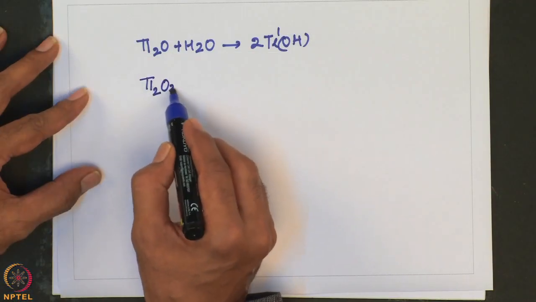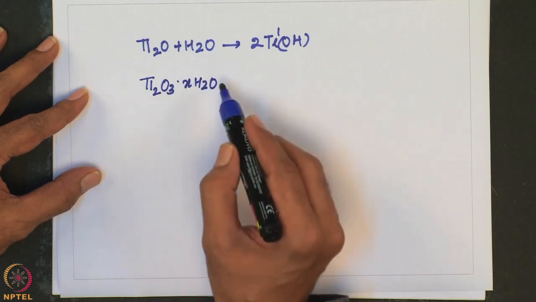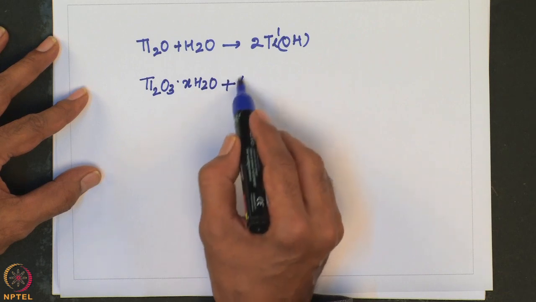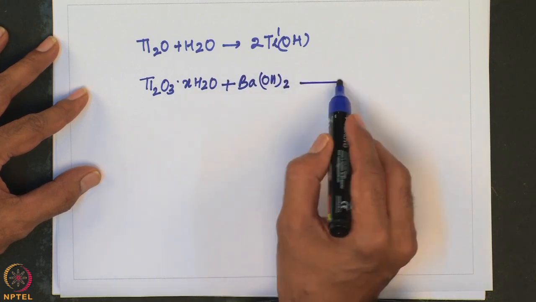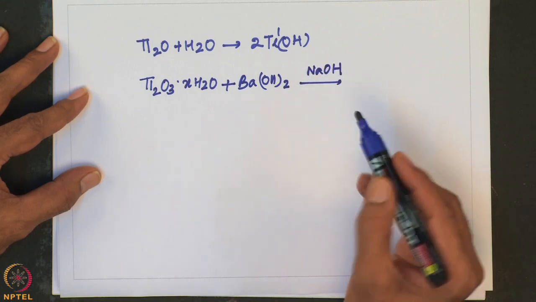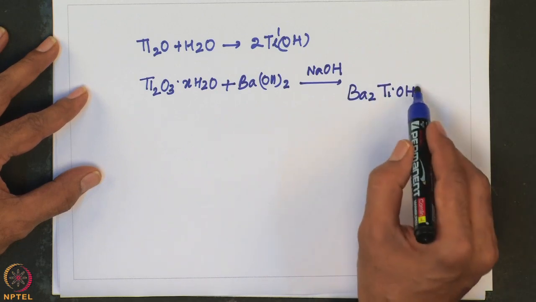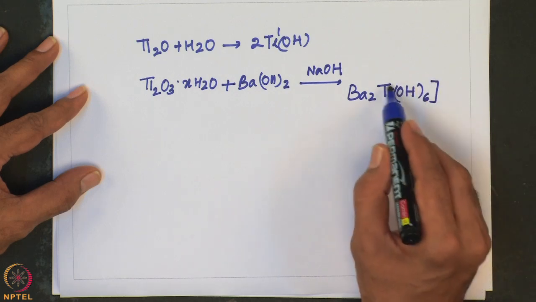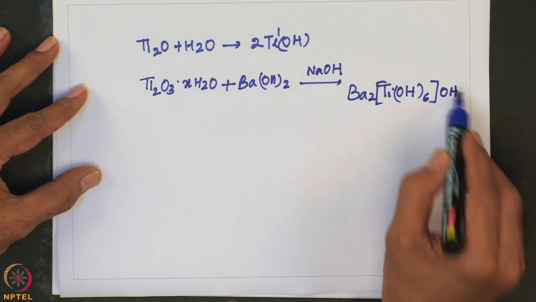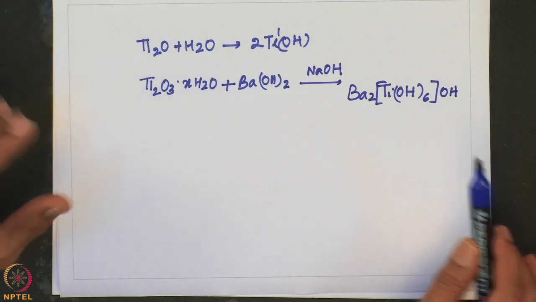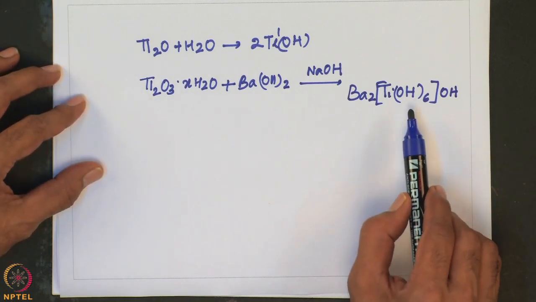So, that means essentially Tl2O3 plus barium hydroxide in sodium hydroxide gives a complex ion of this type, Ba2[Tl(OH)6]OH. Okay. So, in the solid state this trianion is connected to barium 2 atoms and OH minus ions to give a structure that is related to that of K2PtCl6, potassium hexachloroplatinate.